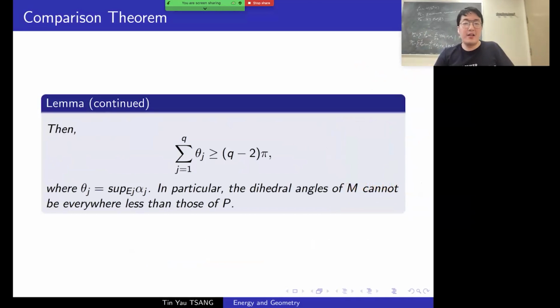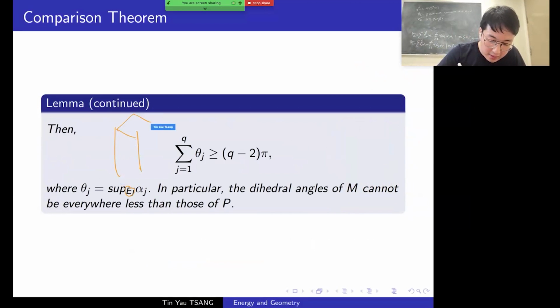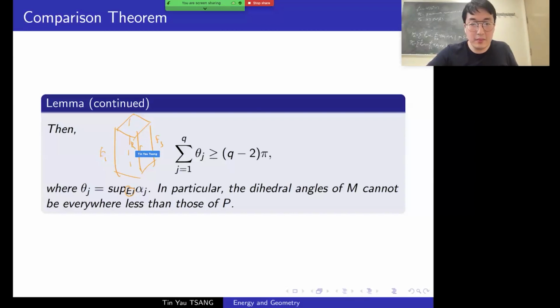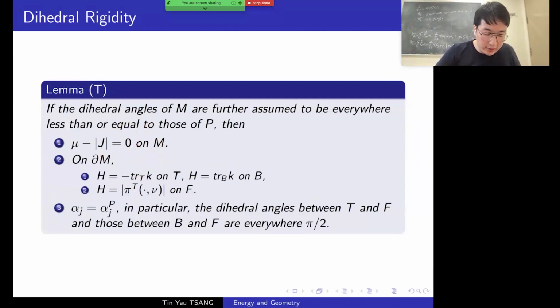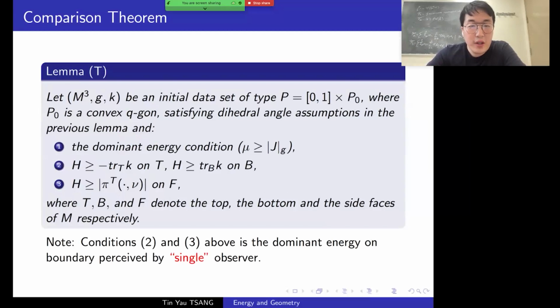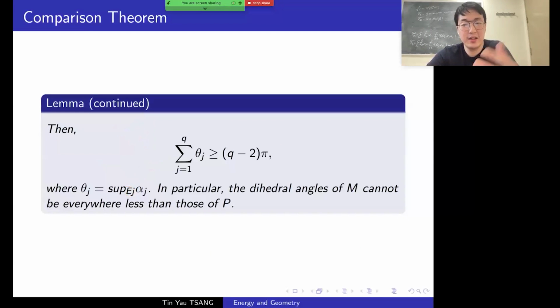Okay, but what is the result? First of all, just by the integral formula, we can tell that the diagonal angles of M cannot be everywhere less than those of P. And here, E_J means the vertical edges. Again, here, for example, there's E1, E2, E3, and E4, the vertical edges. And then we can talk further about diagonal rigidity. First of all, on this page, I don't have to assume the angle is less than or equal to the Euclidean model. I don't have to assume that. They just follow from the integral formula.